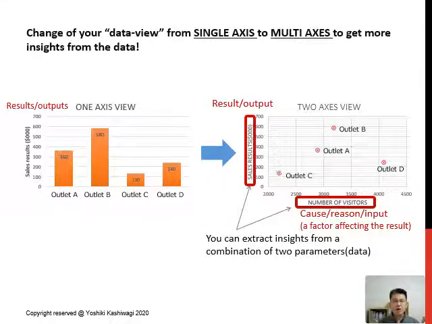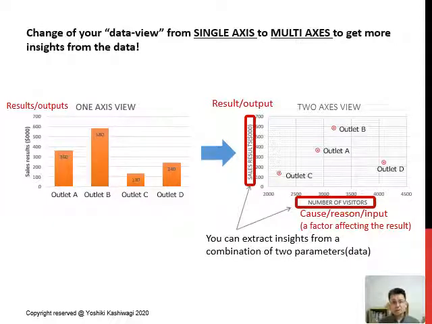This is a very common graph to show the sales results by outlet. Let's say this graph shows a monthly average of the sales result. For example, outlet A's average sales result was 360, and for B it was 580. As you can see, this is one single axis which shows the sales result only on the vertical axis. This is called a one-axis view.